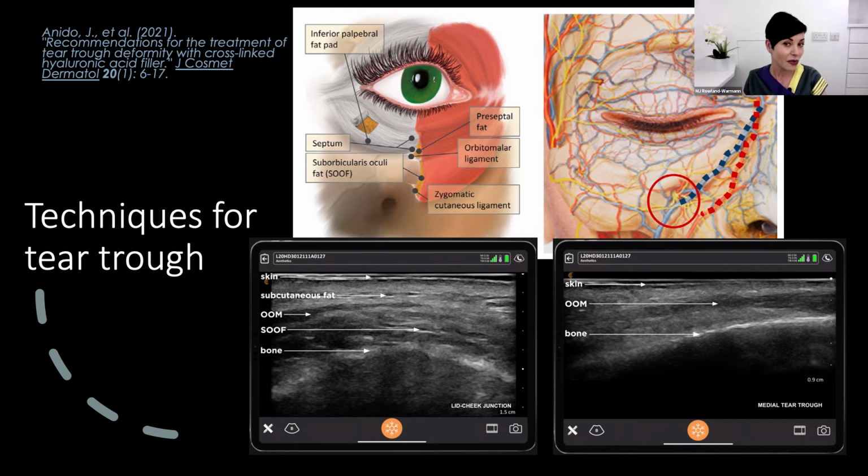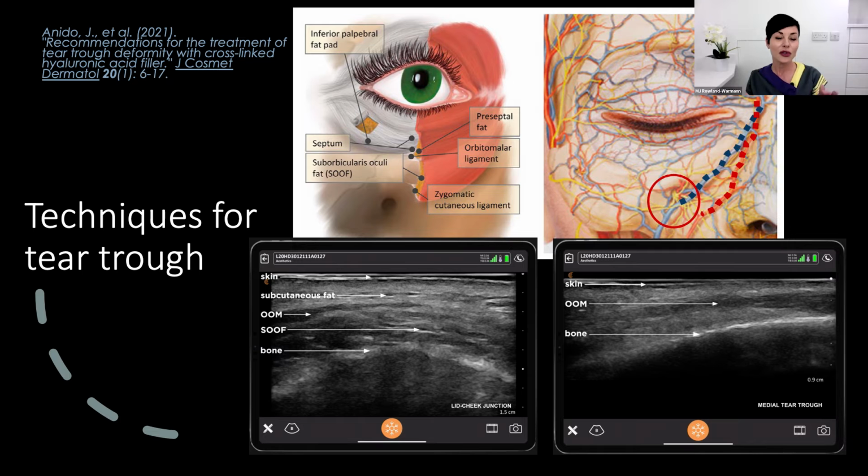Now let's talk tear trough boundaries. The SOOF is bounded inferiorly by the zygomatico-cutaneous ligament, superiorly by the orbicularis retaining ligament. Deep is the bone and superficial is the orbicularis oculi muscle. This is where our filler should go in tear trough augmentation.